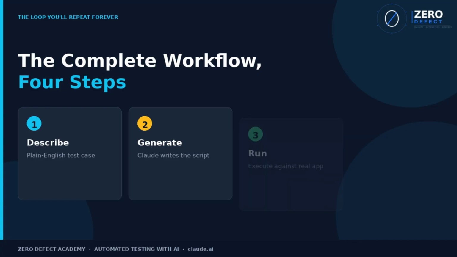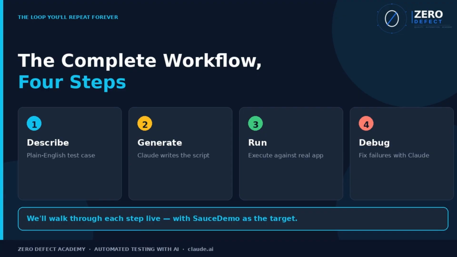Step 3, run. You execute that script against the real application and watch what happens. Step 4, debug. And this is the one most tutorials skip, because tests do break constantly, and this step is about what you do when that happens. You don't panic, and you don't debug alone. You bring AI into the debugging process too.